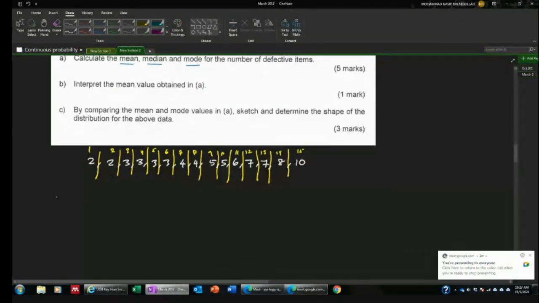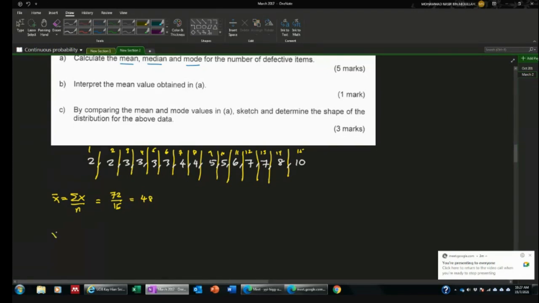So next, we want to calculate for mean. Mean is equal to summation of x divided by n. So remember, this is an ungrouped data kan. So we have 72 divided by 15 equal to 4.8. So this is the first one. Alright, dapat benda yang sama ke?